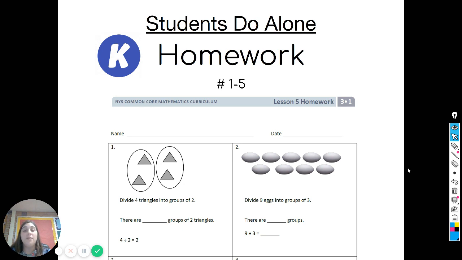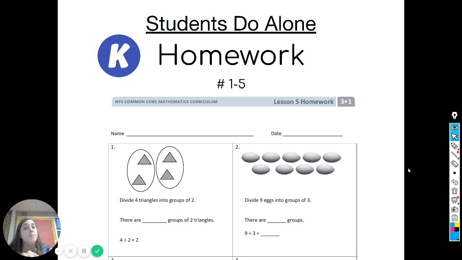Now we're at the part of the lesson where you do. So the students will do their homework alone, okay? The homework is our CAMI assignment. You're going to be doing 1 through 5, okay?